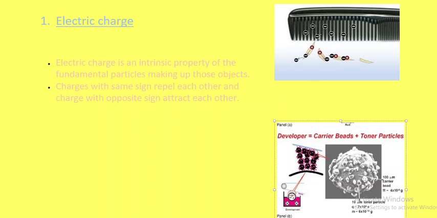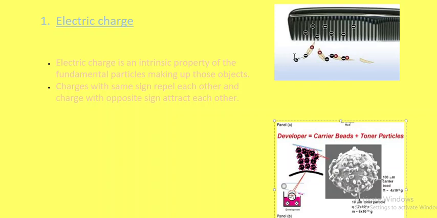Let us take the example of a comb and paper. When we rub a comb against our hair and place it near pieces of paper, the paper will fly towards the comb. This is due to the electric charges present on these bodies and the force acting on them. This is one of the most basic and easiest examples you can do at home to find out about the forces on electric charges.